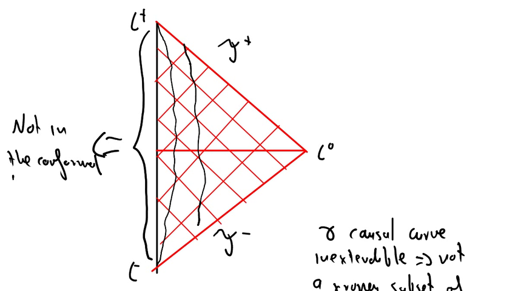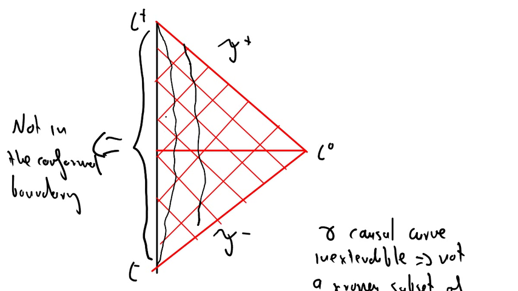This is important. So it makes no sense to say that. If we have a causal curve which ends up in this set, it is not inextendable, because inextendable curves in this picture must have endpoints on the conformal boundary. So if I draw this curve, I cannot say that it's an inextendable curve.